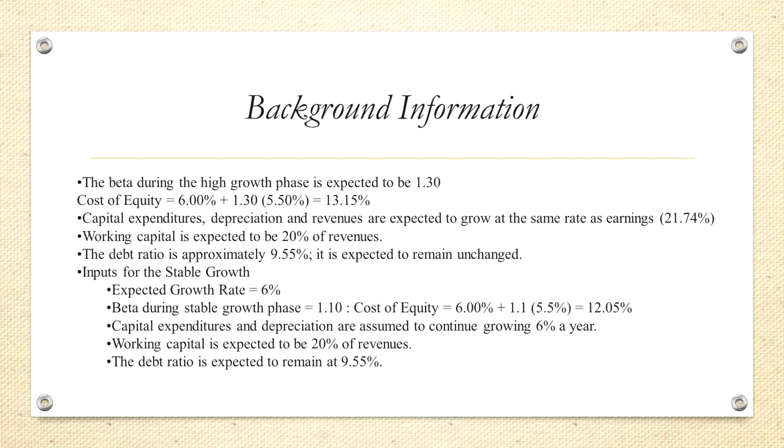The working capital is expected to be 20% of revenue. That ratio is 9.55%, and we expect this number will remain the same. For the stable growth time period, beta will decline to 1.1, therefore cost of equity will decline to 12.05%. Capital expenditure and depreciation are assumed to continue growing at 6%, which is consistent with the earnings growth rate of 6%. Working capital remains 20% of revenue, and that ratio will not change. So those are the basic information about the company.